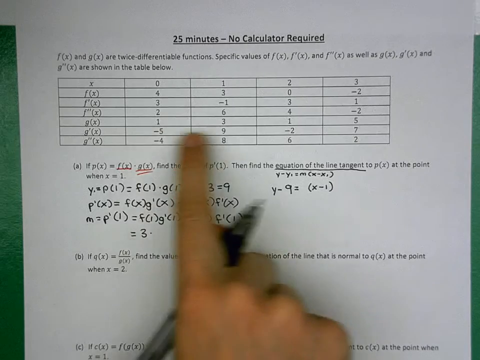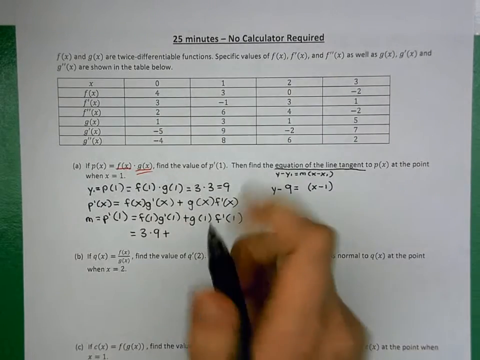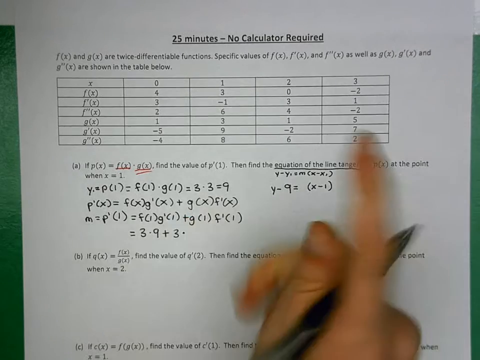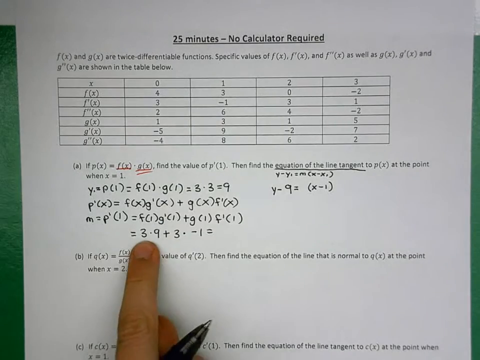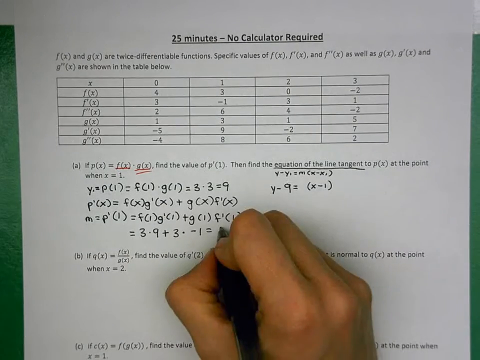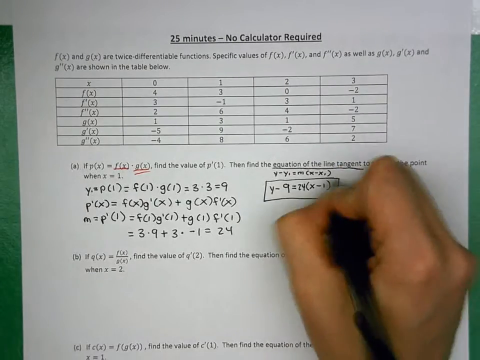G prime of 1 is 9. G of 1 is 3. F prime of 1 is negative 1, which is 27 minus 3, or 24, and so that is my slope there. Okay?